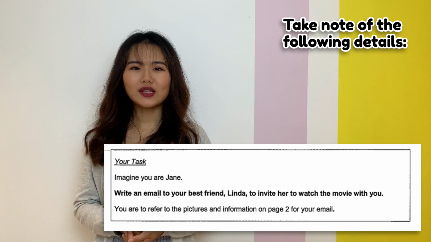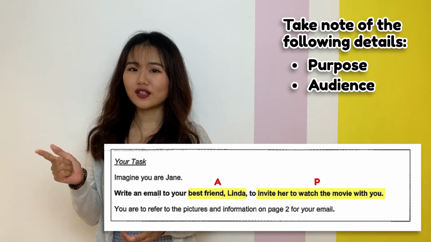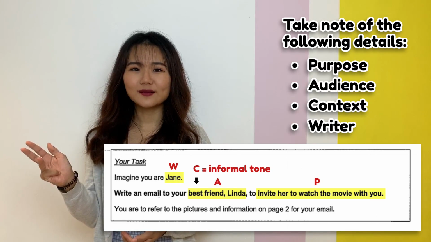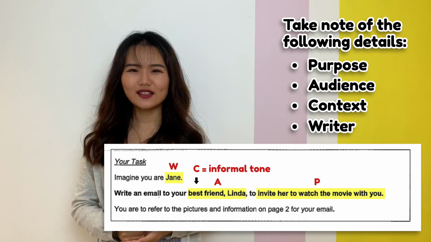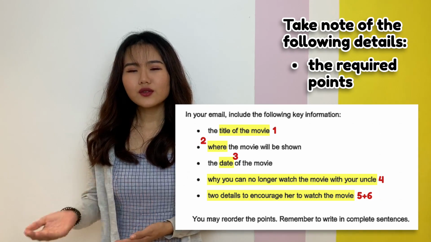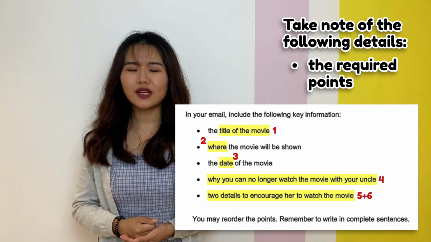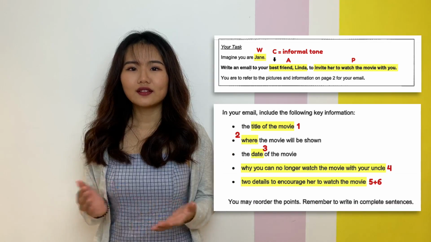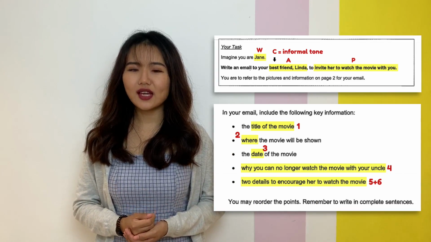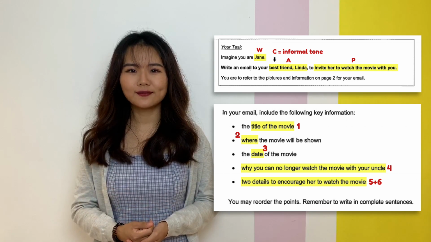Take notes of the following details: purpose, audience, context, and writer. Label them accordingly in the task box. Also take note of the required points and label them 1 to 6. Now, you should refer to the stimulus and mark out all the information you need.